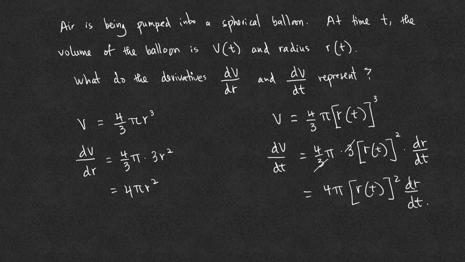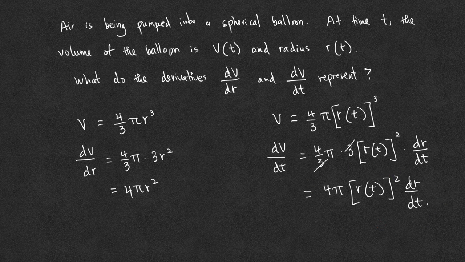What does dV/dt mean? This is the rate at which the volume is changing if time increases by 1 unit. If the time is increased by 1 unit, the volume would change this much.